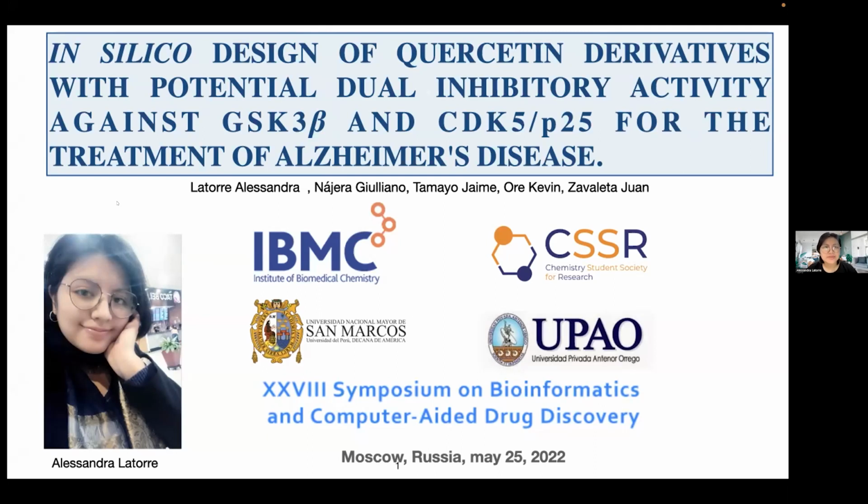Our study was based on the in silico design of quercetin derivatives with potential dual inhibitory activity against GSK3B and CDK5B25 for the treatment of Alzheimer's disease. There are over 55 million people living with dementia in 2022, based on the National Institute of Aging. Even if it's a multifactorial disease, we will approach the amyloid cascade hypothesis to develop our project. I would like to highlight that we are Peruvian students.